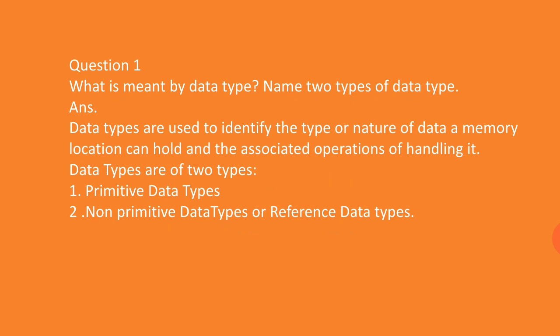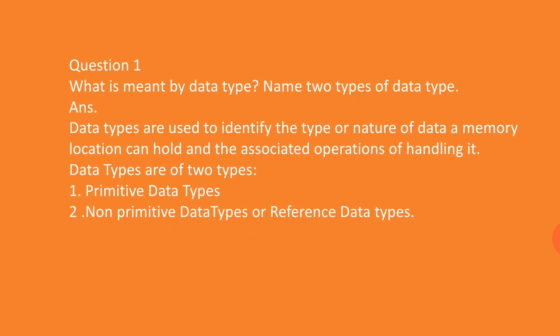Students, data types are used to identify the type or nature of data a memory location can hold and the associated operations of handling it. Data types are of two types: primitive data types. The second one is non-primitive data type or the reference type. Let me explain it to you.